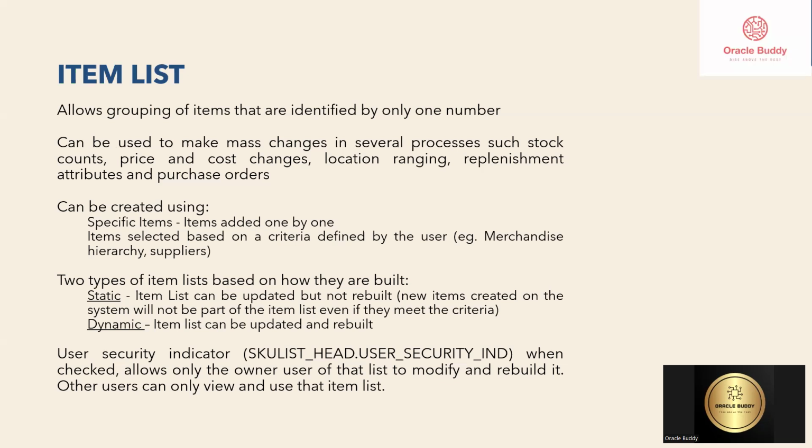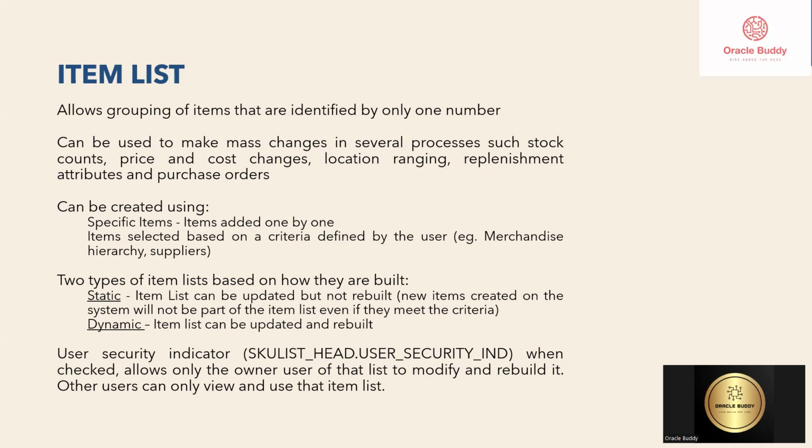There are two types of item list based on how they are built: static type and dynamic type. In static, the item list can be updated but not rebuilt. New items created on the system will not be part of the item list even if they meet the criteria. Another one is dynamic. The item list can be updated and rebuilt anytime and many number of times.